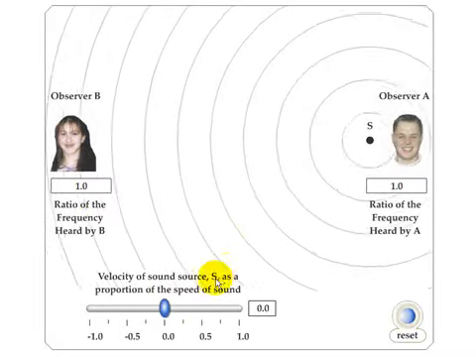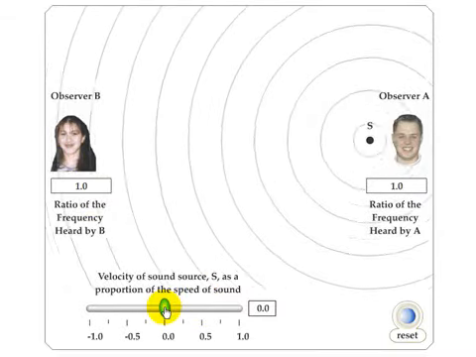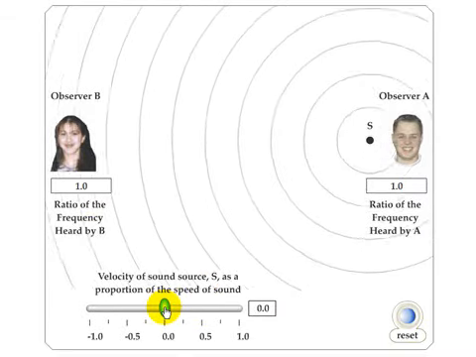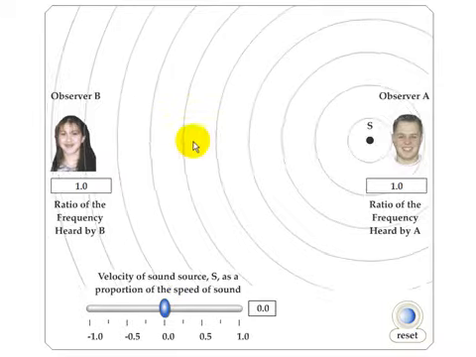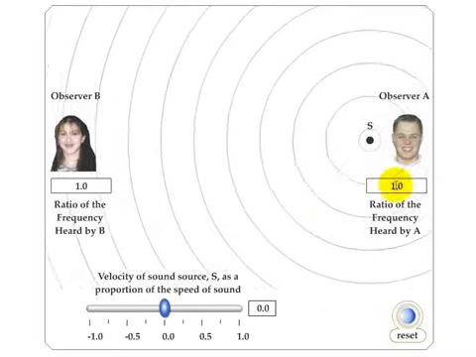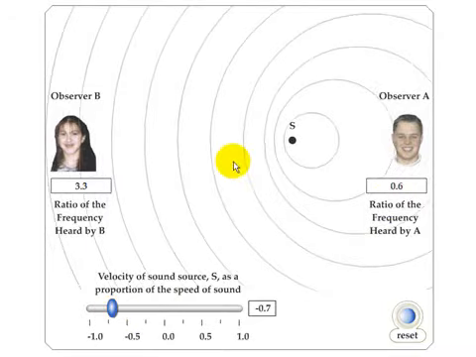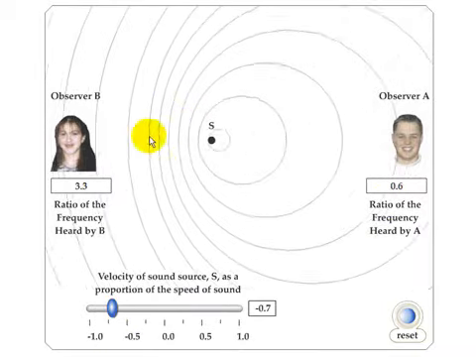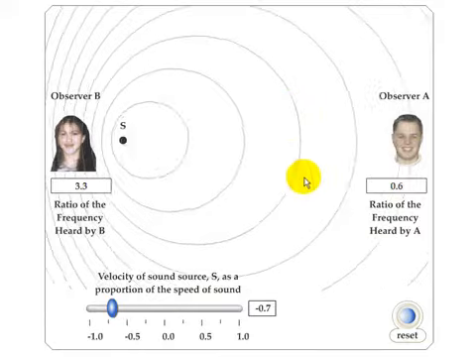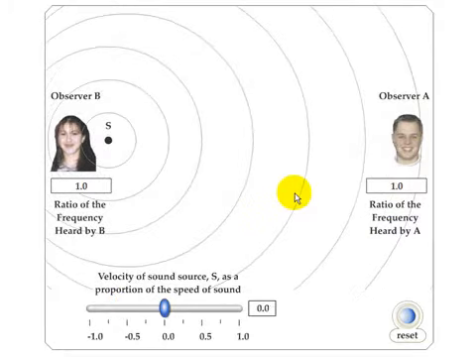Let's observe that again. I'm going to have the sound source move towards observer B, and let's focus on the wave fronts here. We'll look at how they get closer together, and then on the other side, how they get further away. Here the wave fronts are very close together, and over here they're further apart. We'll see it again.